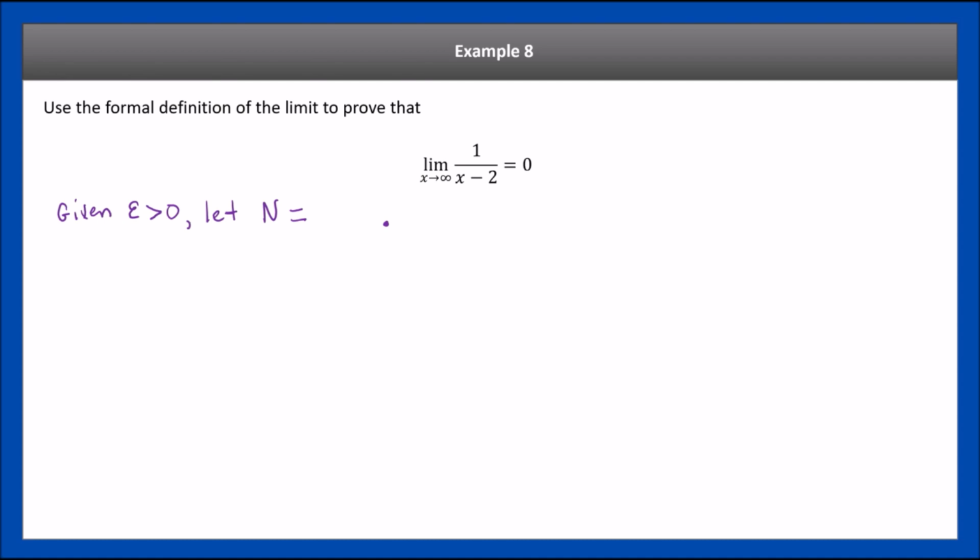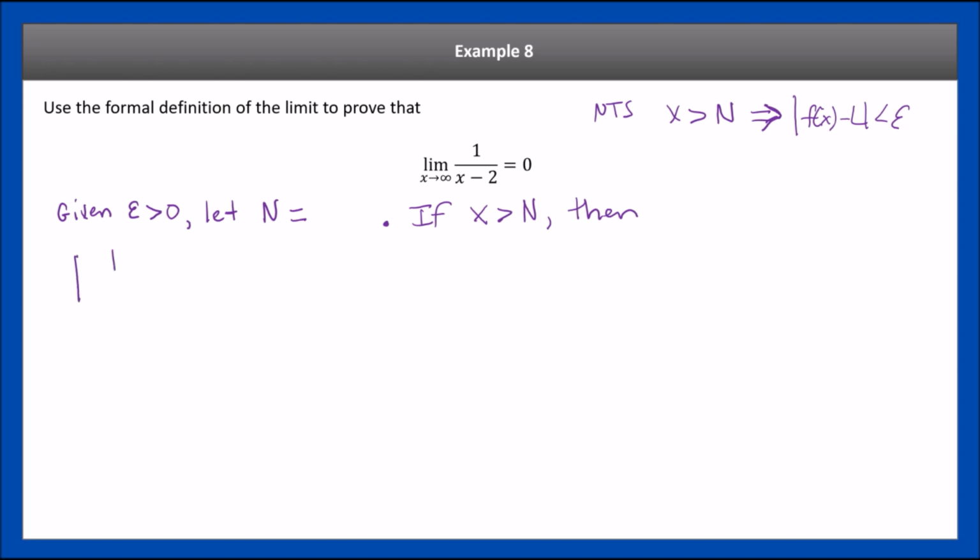So remember, we need to show that if x is greater than n, that would show that the absolute value of f of x minus L is less than epsilon. So we need to show that. Okay, so then we're going to say that if x is greater than n, then we're going to go ahead and show this absolute value.